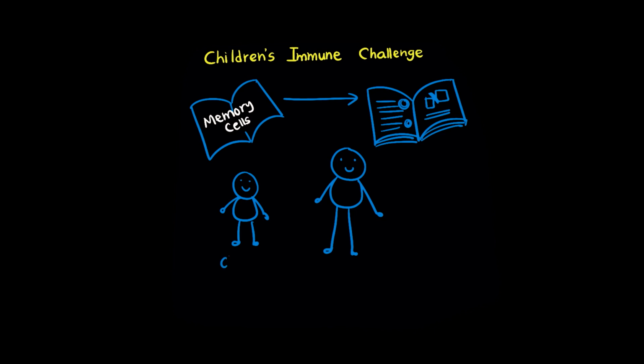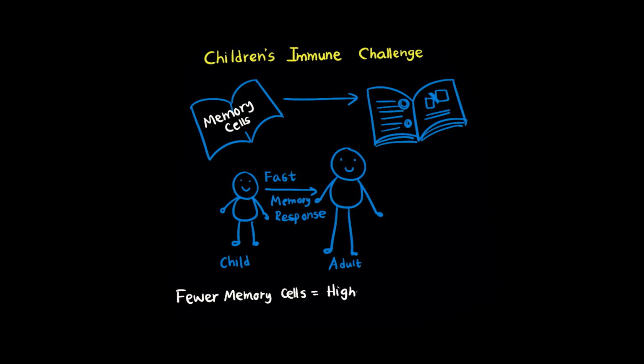When they encounter a new pathogen, they must mount a primary immune response, which is slower and weaker than the memory response adults can generate against familiar threats. They're more susceptible to infections simply because most pathogens are new to them. It's not that middle-aged adults, vaccinated adolescents, or athletes have fewer memory cells. They have more. Children's vulnerability comes from their immunological inexperience, making every infection a first-time learning experience for their immune system.